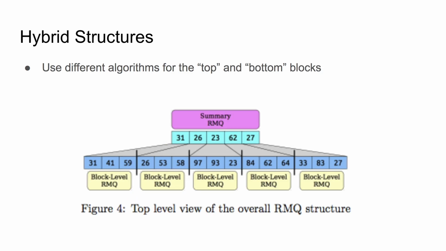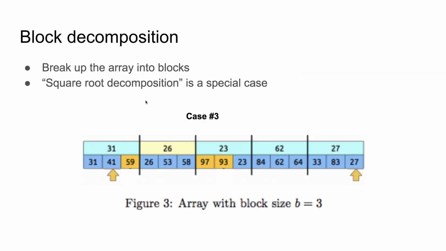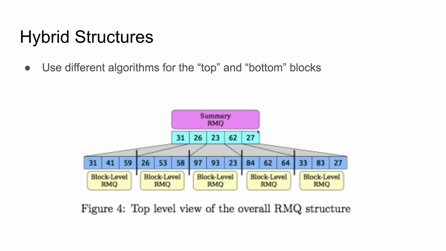So we're going to generalize the idea of block decomposition into an idea called hybrid structures. For block decomposition, basically we did a naive minimum query where we just walked over each array, right? As in the most naive algorithm, it has no pre-processing time, but it takes O(n) per query because you have to look at each element.